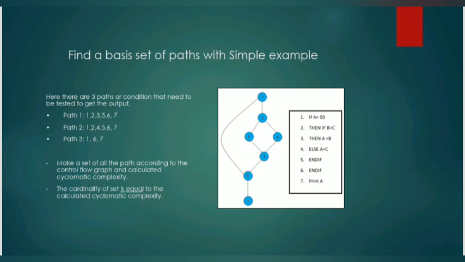The main point is that the cardinality of the set is equal to the calculated cyclomatic complexity. In our example, the cyclomatic complexity value is 3 and the number of paths we find is also 3. Both are equal in number.